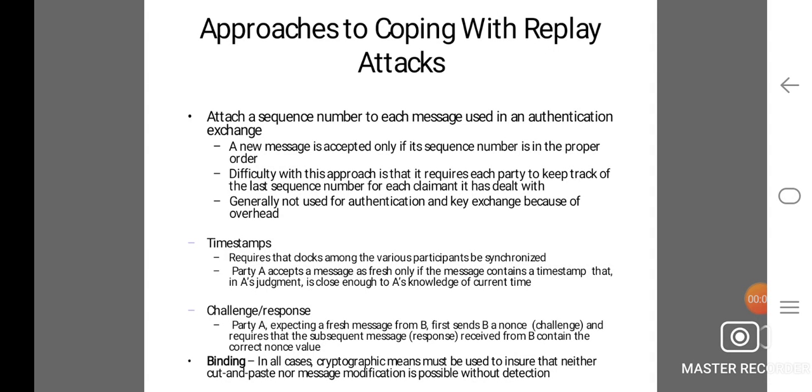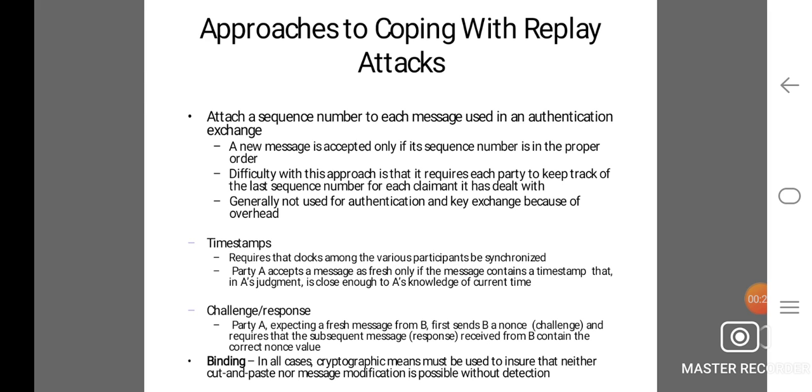Approaches to coping with replay attacks. Attach a sequence number to each message used in an authentication exchange. A new message is accepted only if its sequence number is in the proper order. The difficulty with this approach is that it requires each party to keep track of the last sequence number for each claimant it has dealt with.